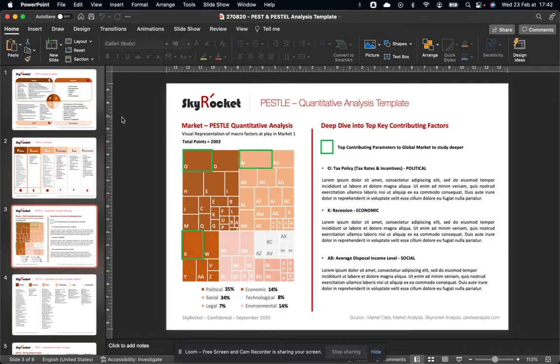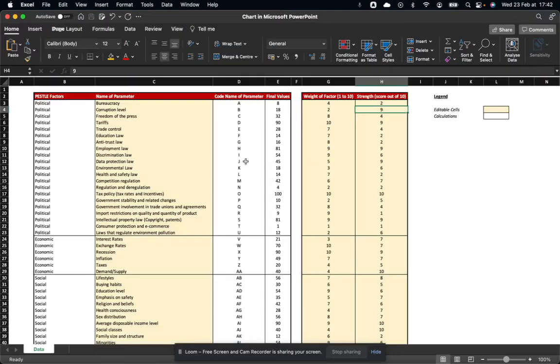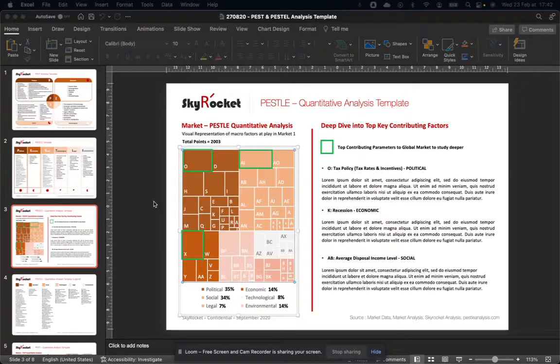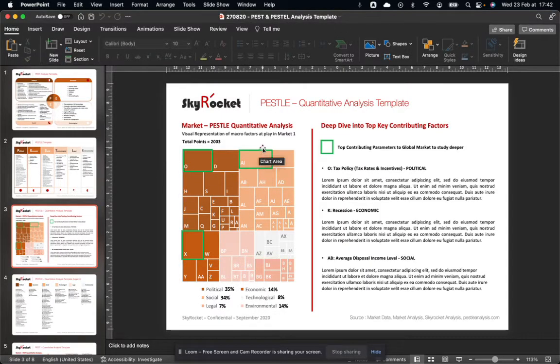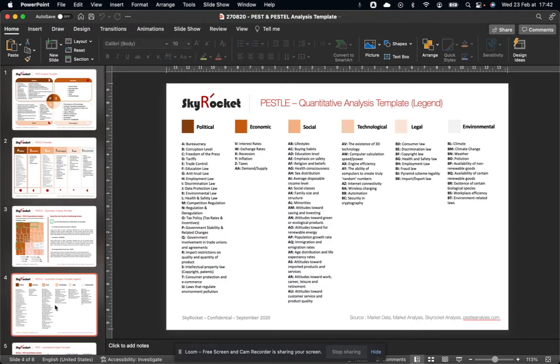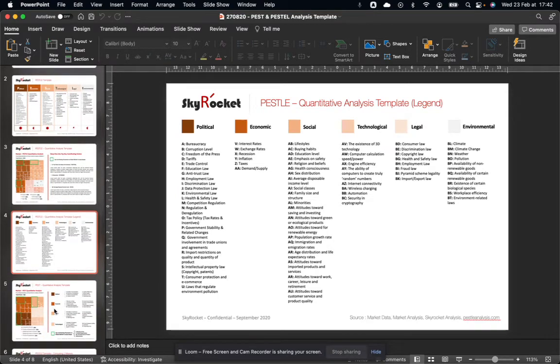So I basically took the PEST framework and did a qualitative kind of visualization so that one can actually spot quickly what are the top contributing parameters to a global market to study deeper. So here in this case, you have an Excel behind, which I'll open for you guys right now. Wait me a second. There we are, where you have all the parameters, you put a weight, a strength, and boom, that creates your graph where you can spot then with this green rectangle the different things you want to focus on. This is just the legend for the graph.